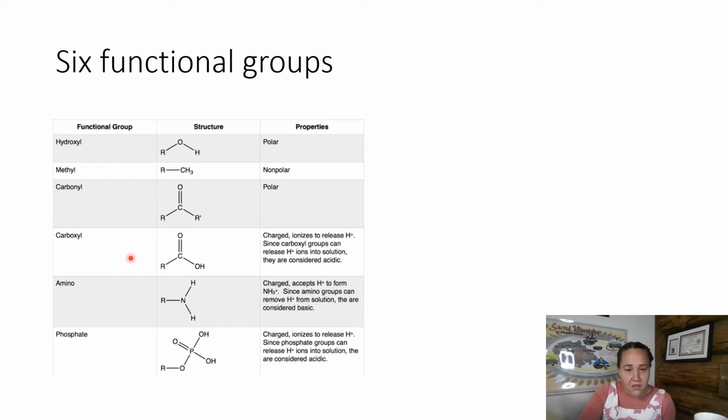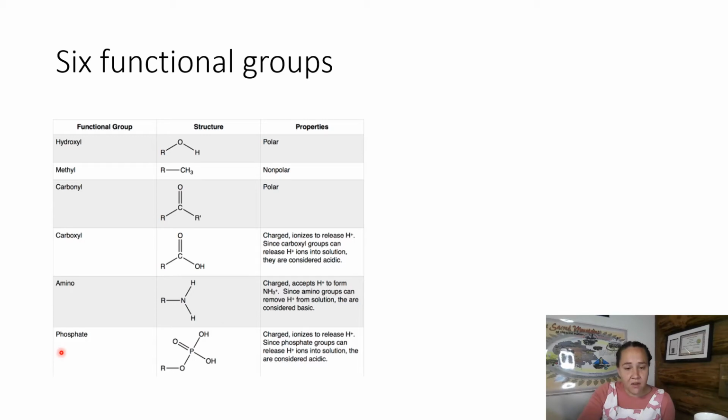A carboxyl is attached to a carbon and double bonded to an oxygen and single bonded to a hydroxyl on this end. This hydrogen is easily lost from this functional group, therefore it is considered acidic. So the properties for this carboxyl functional group are acidic. And another functional group is an amino functional group. This has a nitrogen in the middle, and it is bonded to a carbon, a hydrogen, and a hydrogen. And this can gain a hydrogen, therefore it is considered basic.